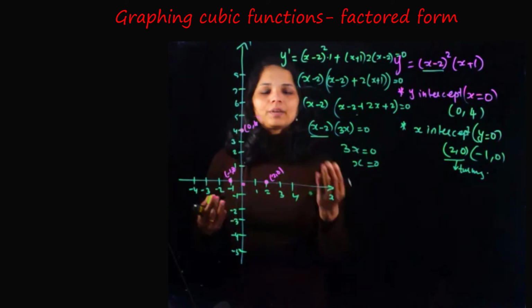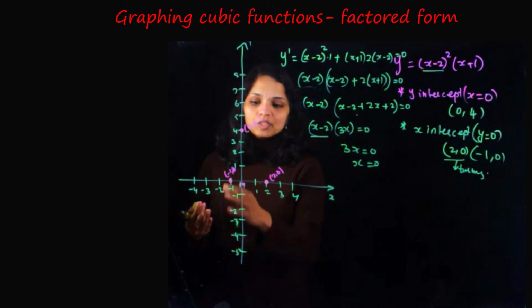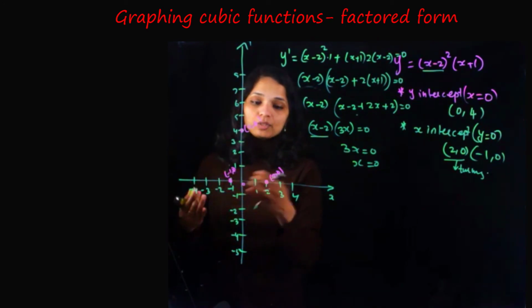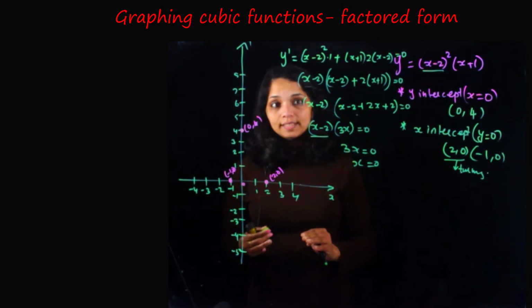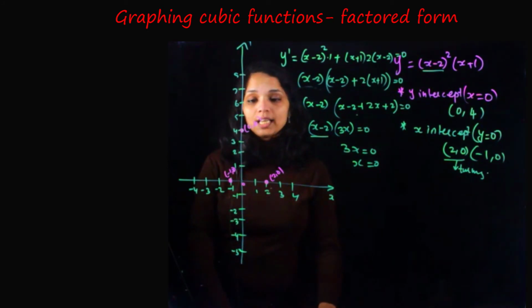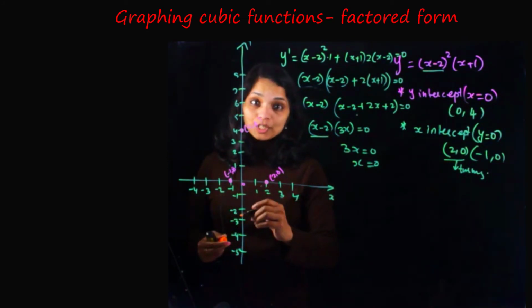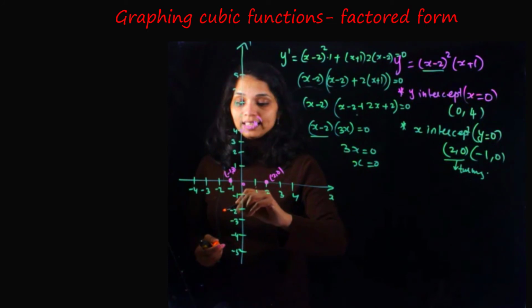If you want, you can find one more extra point by just substituting x equals minus 2 or minus 3 or x equals 4. It's up to you, but this is enough to plot this graph. So what we're going to do is join all these points together into a nice and neat graph.